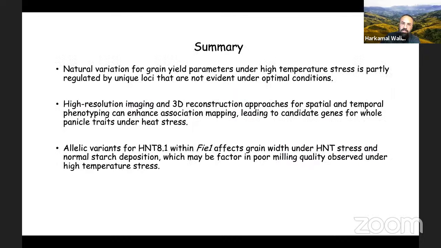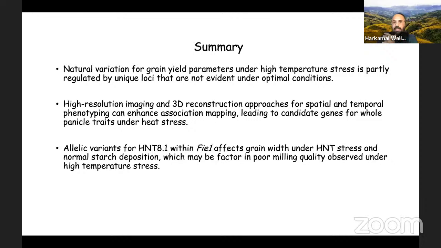So to summarize the results, we're basically characterizing 5.1 in more detail and what the underlying transcription factors are, given that 5.1 is an epigenetic regulator for endosperm. My main takeaways from today's talk would be that the natural variation for grain yield parameters under high temperature stress is partly regulated by loci that are not very evident when you're screening your materials under optimal conditions. We would be a lot more sure about it once we have analyzed all the field data to support or not support what we're finding from the controlled environment conditions.